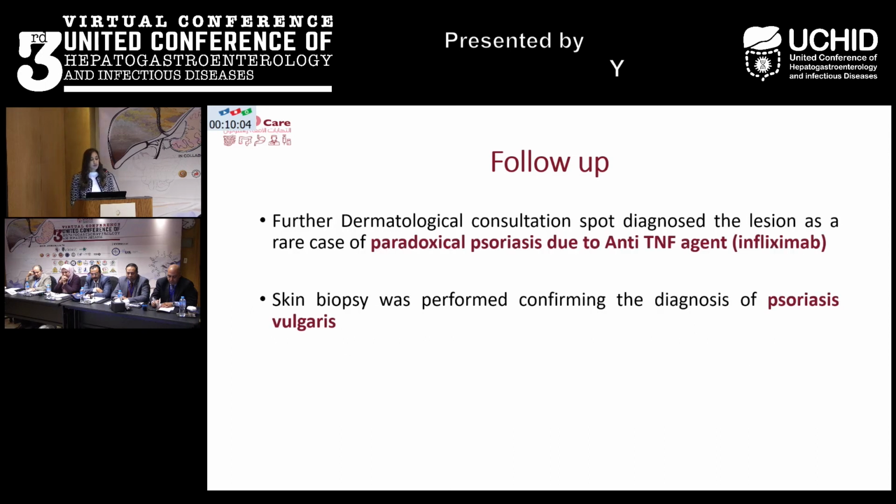A further dermatological consultation spot diagnosed the lesion as a rare case of paradoxical psoriasis due to anti-TNF agent infliximab. A skin biopsy was then performed and it confirmed the diagnosis of psoriasis vulgaris.